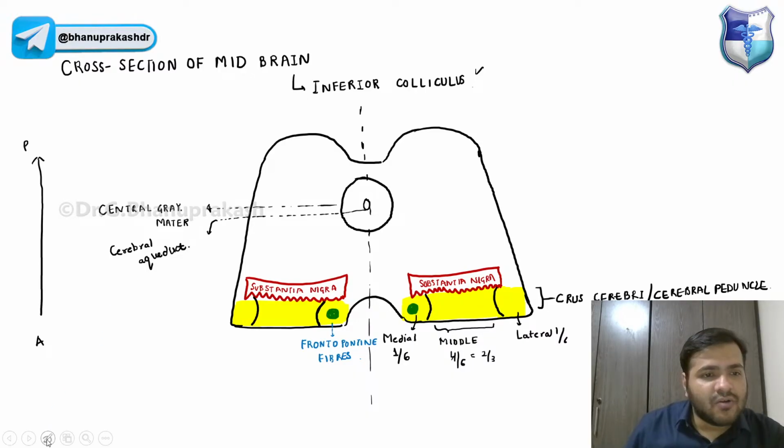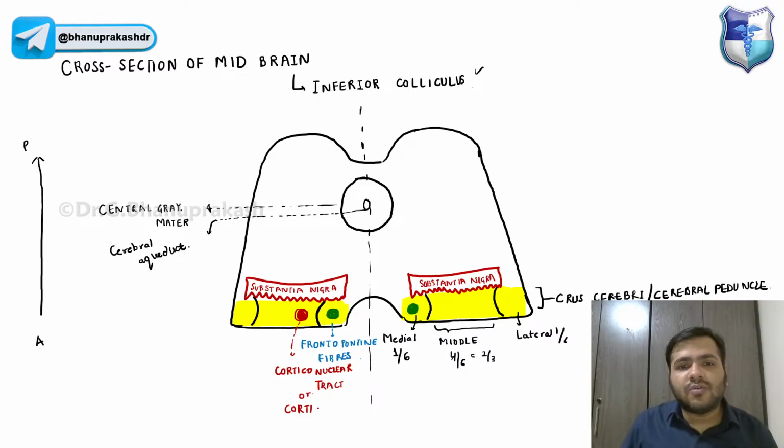Now guys, in the medial 1/6, we have two tracts over here. We have the corticonuclear tract. The corticonuclear tract is also called the corticobulbar tract. In the middle 1/6, we have the corticonuclear or the corticobulbar tract. It will be located over here.